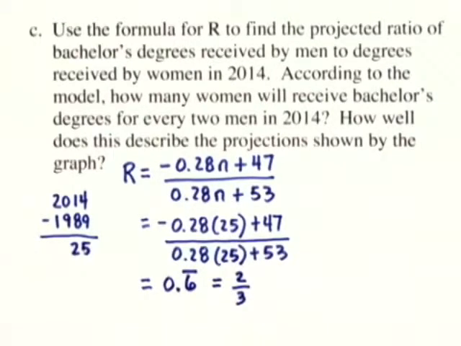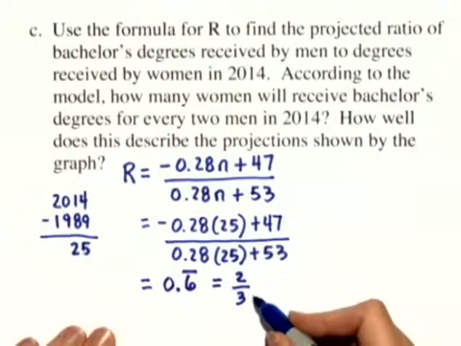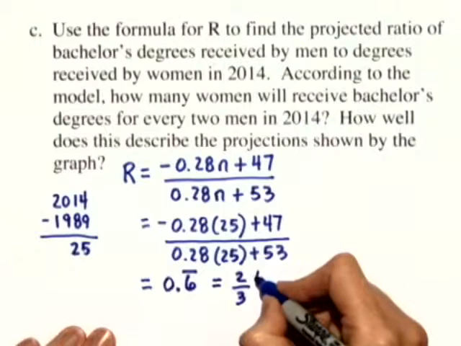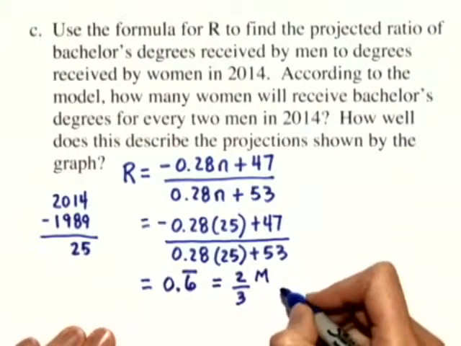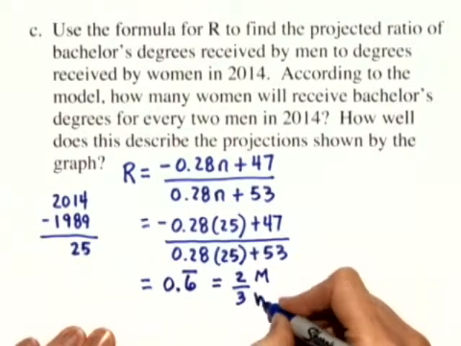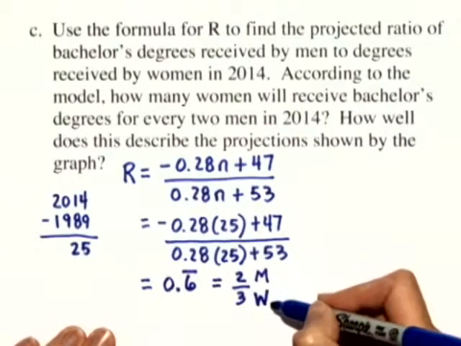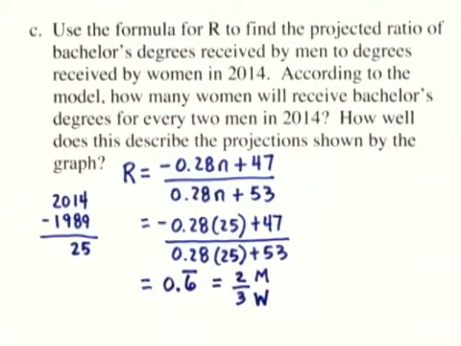So now, we've just answered the first part of Part C. So how many women will receive bachelor's degrees for every 2 men in 2014? Well, it says here our ratio is 2 to 3, so the ratio of 2/3 represents 2 men for every 3 women receiving a bachelor's degree. So, how well does this describe the projections shown by the graph?